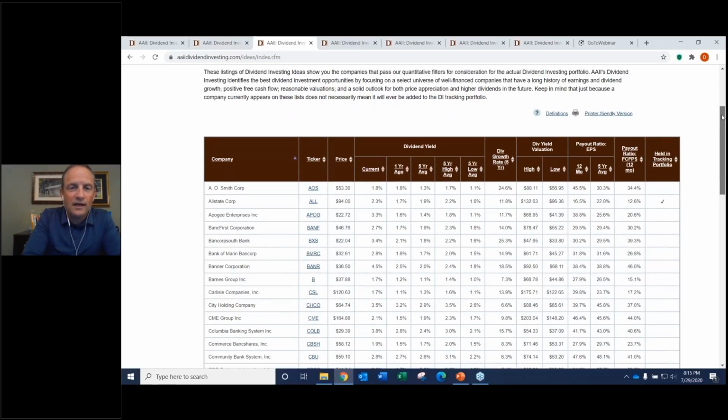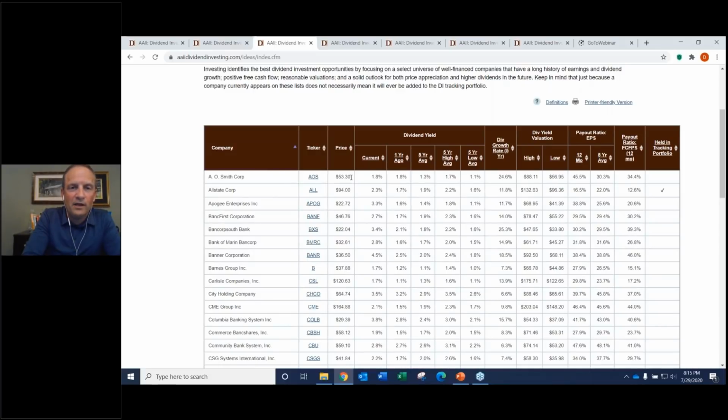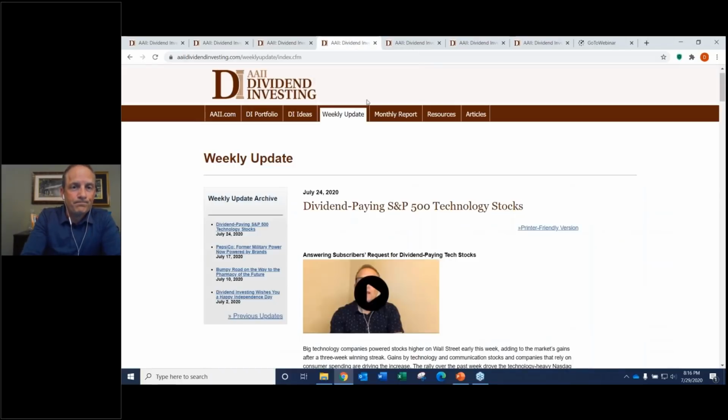Before I shift to the next tab, what we have here are companies, their current yield, what the yield was a year ago, the 5-year average, and we also have the 5-year average high and the 5-year average low. We also show the dividend growth rate, the 5-year annual average growth rate. And then we do a dividend yield valuation based on these 5-year high and 5-year low average yields. We also show the payout ratio and a few other things. So that is a great feature, DI Ideas.